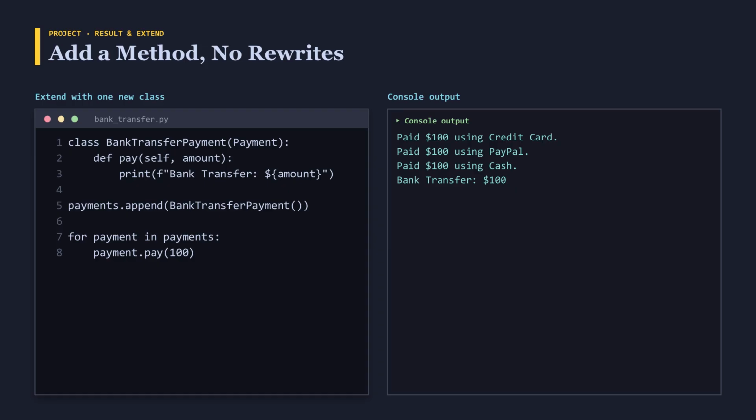Now watch the real power. We add a brand new bank transfer payment class, append it to the same list, and the existing loop handles it with zero changes.